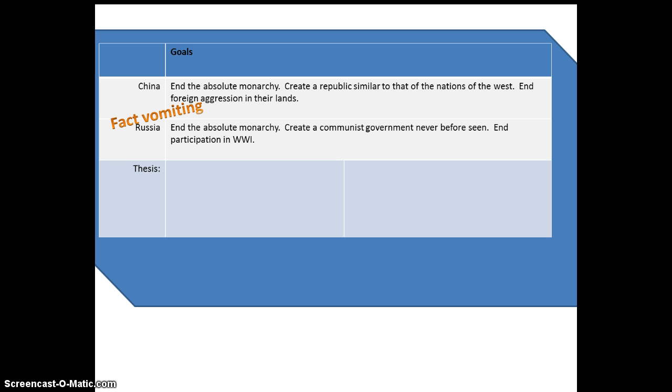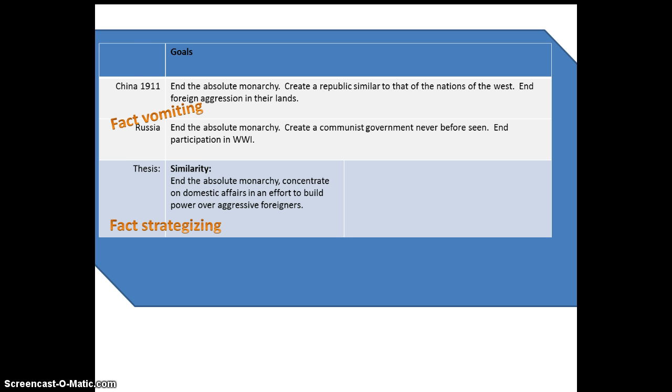Then start fact vomiting everything you know about the Russian Revolution, that they wanted to end their absolute monarchy as well. They had a czar that had been ruling. In this case, they wanted to create a communist government that the world had never before seen. And they also wanted to end their participation in World War I. So once you have all of your fact vomiting done, you can start strategizing to try to find how Russia and China are similar, and how they are different.